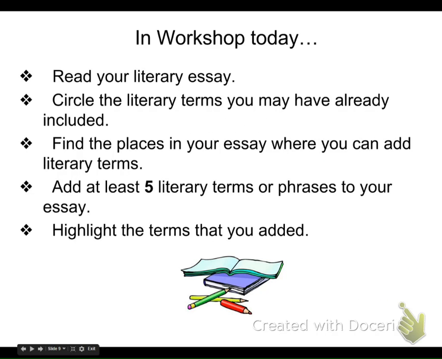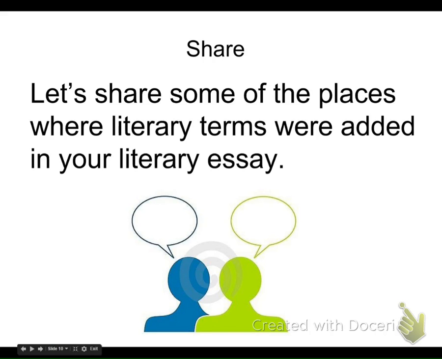So your assignment for workshop today is to read your literary essay and circle the literary terms you may have already included. So you may have already said dynamic character, motif, symbolism, anything like that. Then you're going to find places in your essay where you can add literary terms. Our goal for today is to get at least 5. Then you're going to highlight the terms you've added. After you've had time to do that, you're going to share some of the places that you added into your literary essay with your small writing groups. So get started, and if you have any questions, just raise your hand or try and rewatch the video.